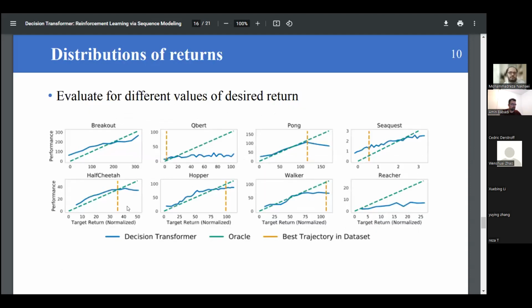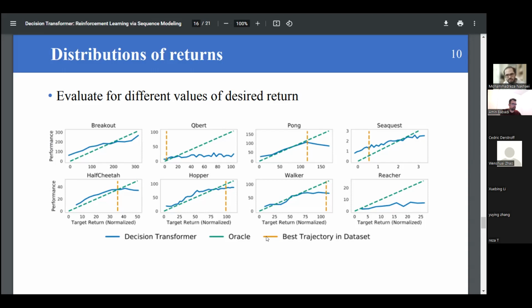Here is the distribution of returns. It means that if I change the value of the desired return, the return to go, I expect the actual return, the obtained returns, to match that, or if it doesn't match, it has a high correlation with the target return. As you can see, this is the case for many of the environments. For example, in Breakout, if we increase the desired return, then the obtained return is also increased, and there is a good correlation here.